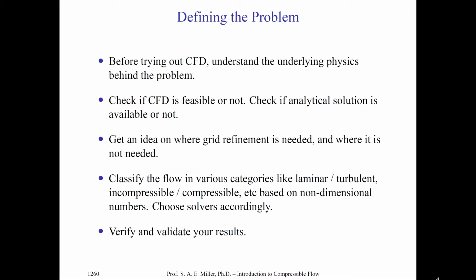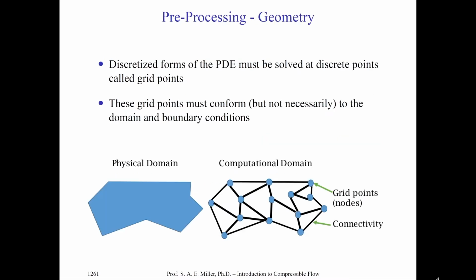We should always classify our flows in terms of laminar flow or turbulent flow, incompressible flow or compressible flow, etc., based on non-dimensional numbers. And different solvers will have different strengths. For example, particular CFD solvers will be designed either for compressible flow or incompressible flow, and would be inefficient or even impossible to find the physically correct solution in the other's case. Every time we do a CFD solution, we must validate and verify our results and use healthy skepticism to see if we found the correct solution.